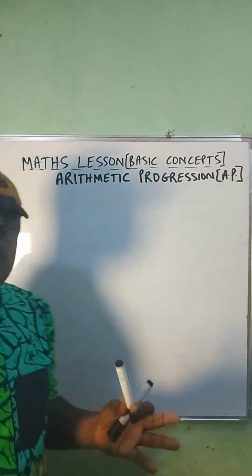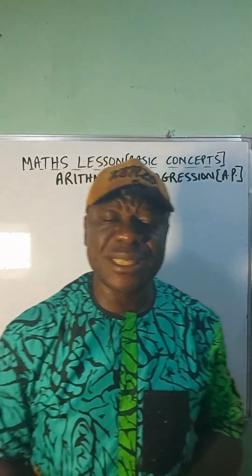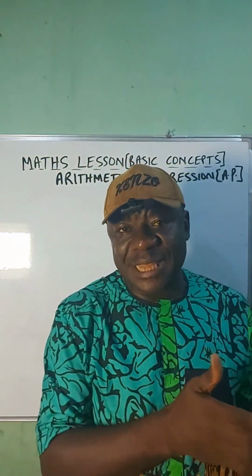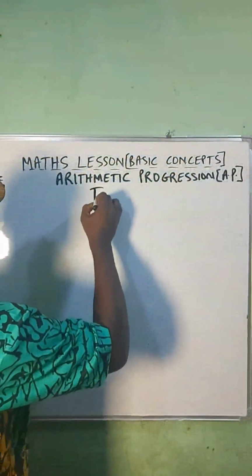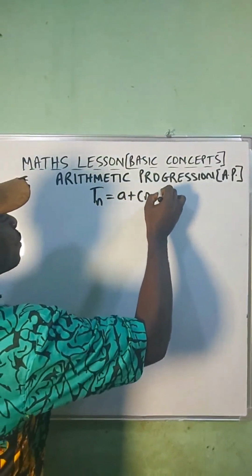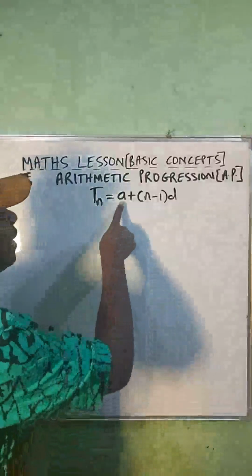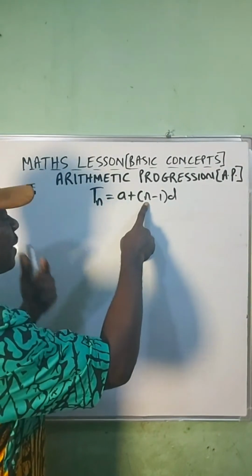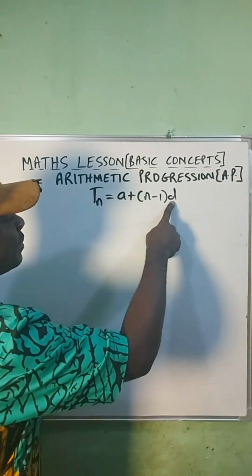There are about two or three basic things we need to know concerning arithmetic progression: the nth term of an arithmetic progression and the sum of the first n terms. In a nutshell, the nth term is given as a plus (n minus 1)d, where a is the first term of the arithmetic progression, n is the number of terms, and d is the common difference.